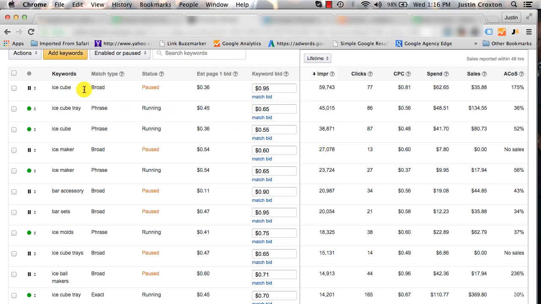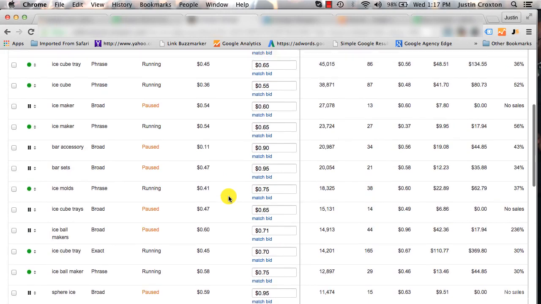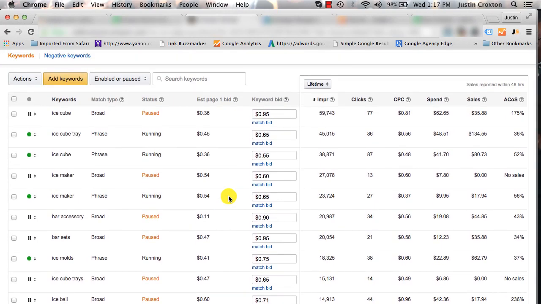And I just want to show you really quickly. You can kind of see here for the broad term ice cube, I had an ACOS of 175%, 77 clicks. That's more than enough data to tell me that keyword's not working properly. If I come all the way down here to ice ball makers, broad match, have an ACOS of 236%. After a while, you kind of see that the exact match and phrase match terms work a whole lot better than the broad match terms. So, that's one thing that you can, without a doubt, do to help improve your conversions, and also with ACOS and everything else in general.